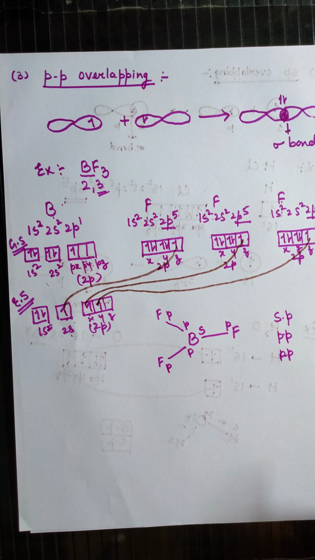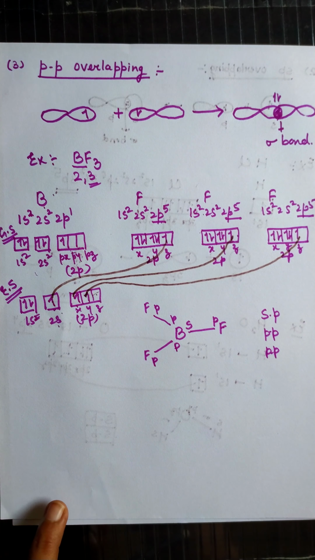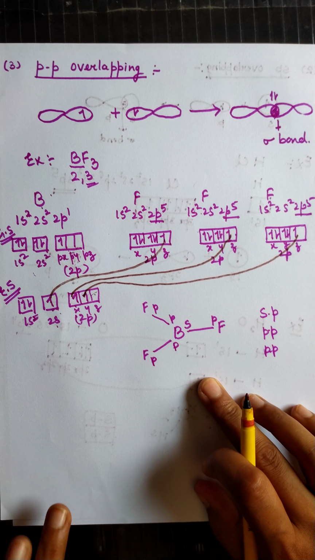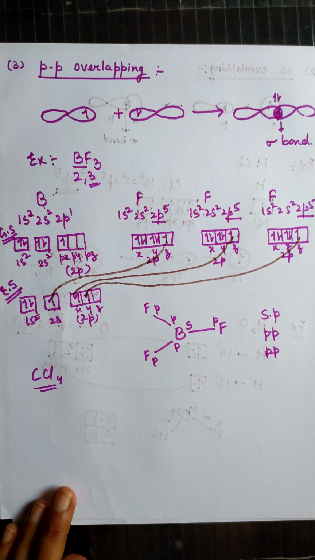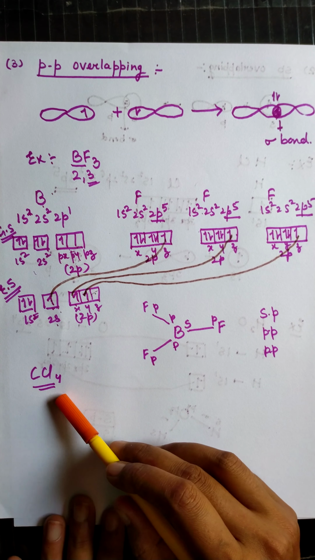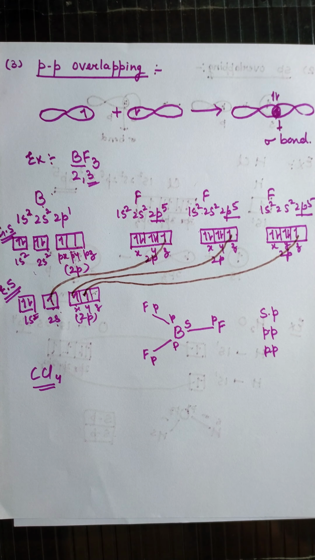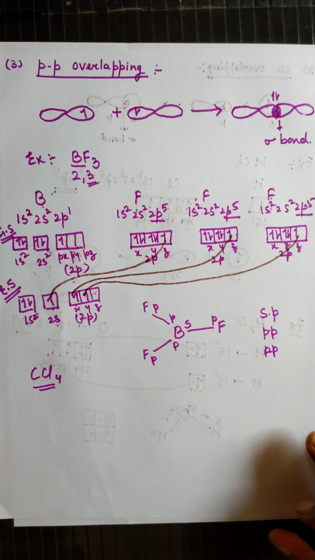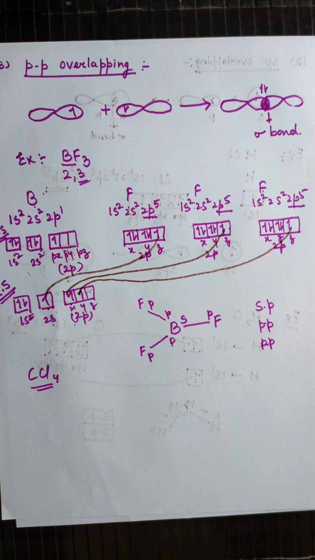Students, you can make the diagram for carbon in the same way. Carbon forms carbon tetrachloride, and you will see that sp and pp overlapping bonds will be there. So this is all about head-on overlapping. We have discussed the 3 types of overlapping.